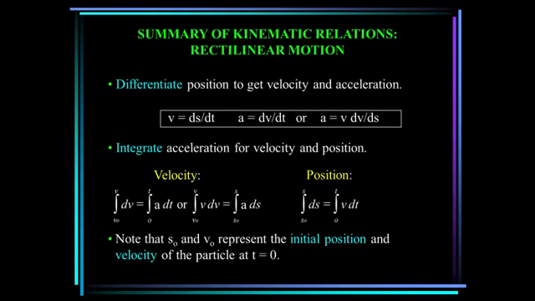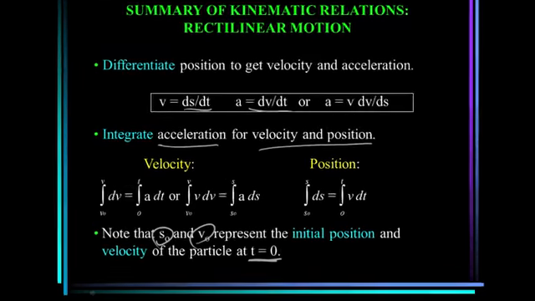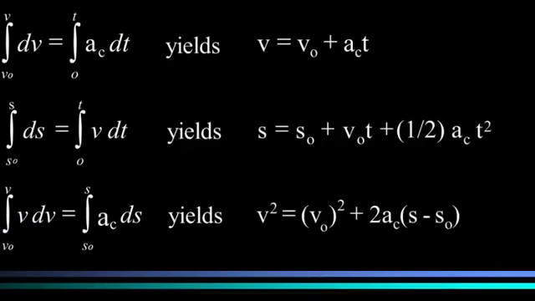So here's a summary. We can differentiate position, ds/dt, to get velocity and acceleration. We can integrate acceleration to get velocity and position. Note that s naught and v naught represent the initial position and velocity of the particle at t equals 0. Those are the initial conditions. Here's a special case. This is only true when the acceleration is constant. So we can integrate those equations to obtain some very useful equations.